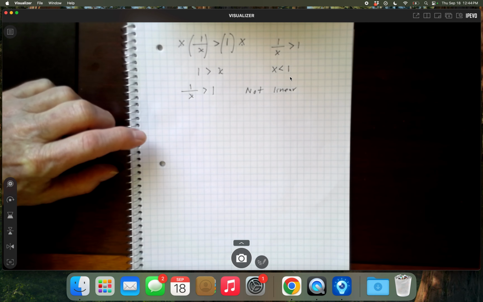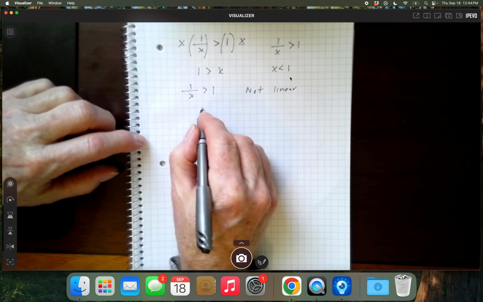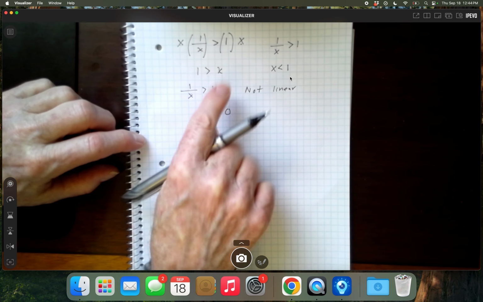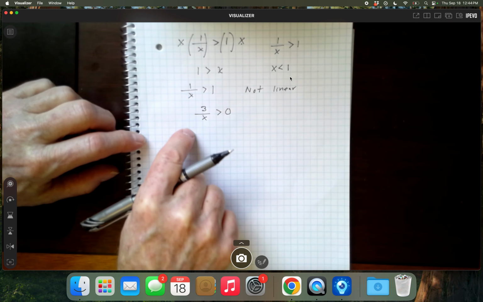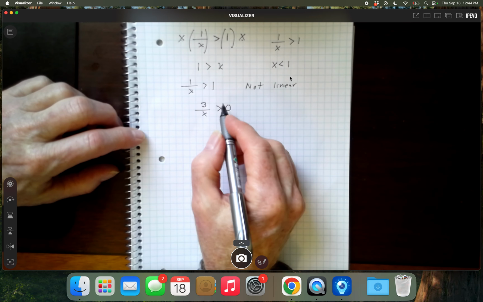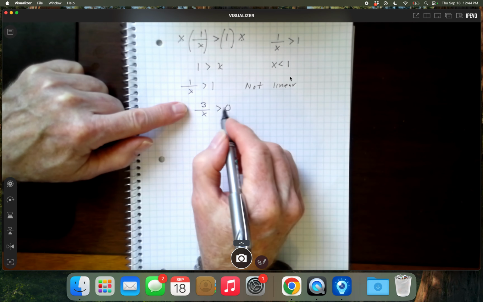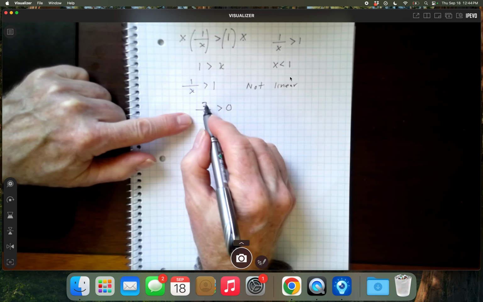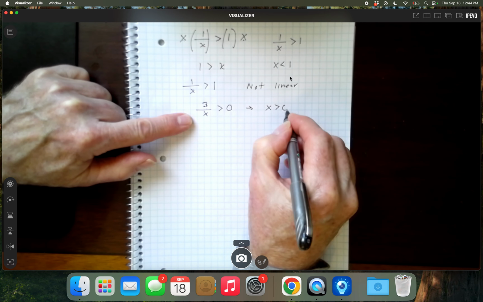However, there are certain cases that you can solve. If you have 3 over x greater than 0, that's not linear, for the same reasons we said here, but we can solve this one. You might see this one in my math lab. What we're saying is this number is positive. If this is positive, that means the denominator has to be positive. A positive divided by a positive is positive. So the solution to this is x greater than 0.